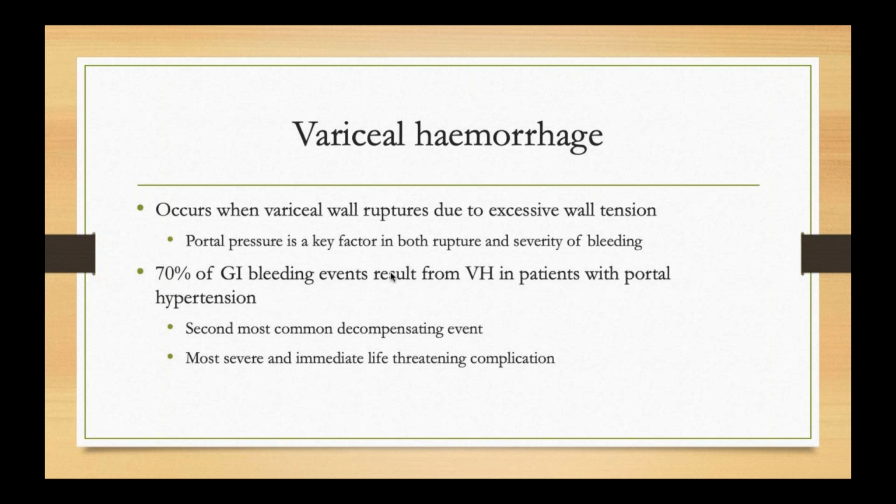Now, when the collaterals are formed, they are not proper veins. So, when the pressure increases, they can rupture also. The most common site of rupture is the esophageal varices. Ectopic varices, like if they occur in the duodenum or rectum, rarely rupture. But the most common site of rupture is the esophageal varices. So, esophageal varices rupture and there is a bleed there.